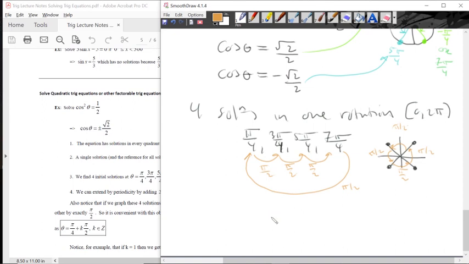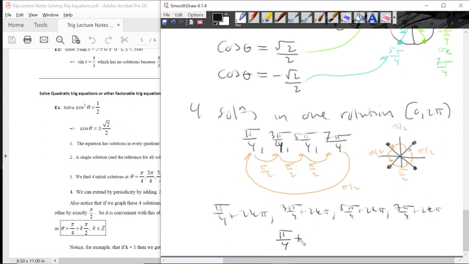So we can combine the solutions, therefore. That is to say that instead of having to write pi over 4 plus 2k pi, 3 pi over 4 plus 2k pi, 5 pi over 4 plus 2k pi, and 7 pi over 4 plus 2k pi, instead of having to write all of that out, we could instead choose any one of these solutions that we want. Let's say I take pi over 4, without loss of generality, we can do that.